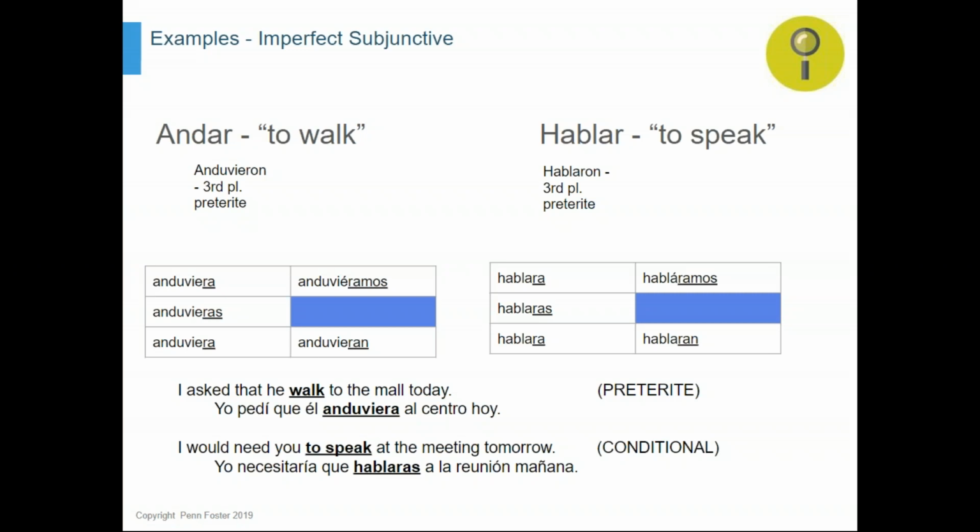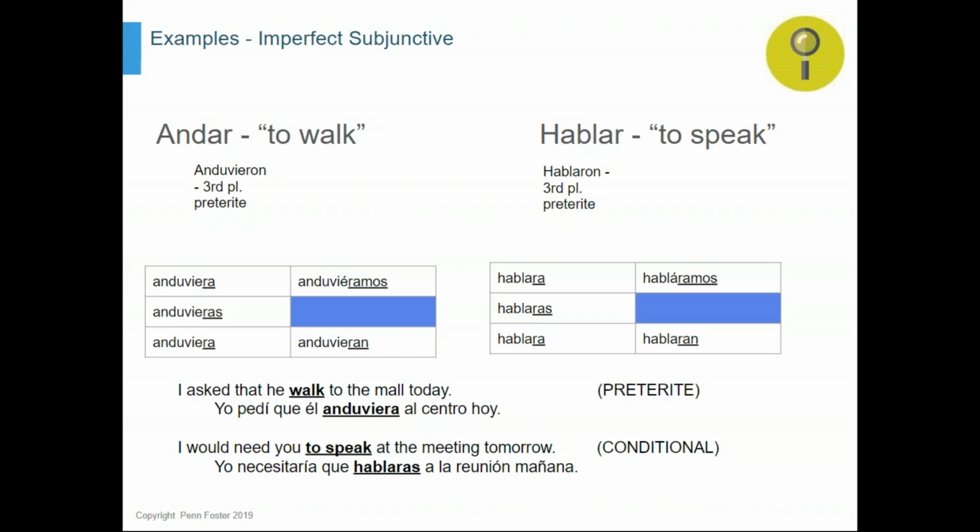So anduviera. And if you notice in that chart, anduvieramos has an accent on the E, as the last note said on the previous slide. For first person plural only, it's always on the vowel before the ramos ending, and you can tell that is applied on the A as well in the example of hablar. No other accents for any other person in these.